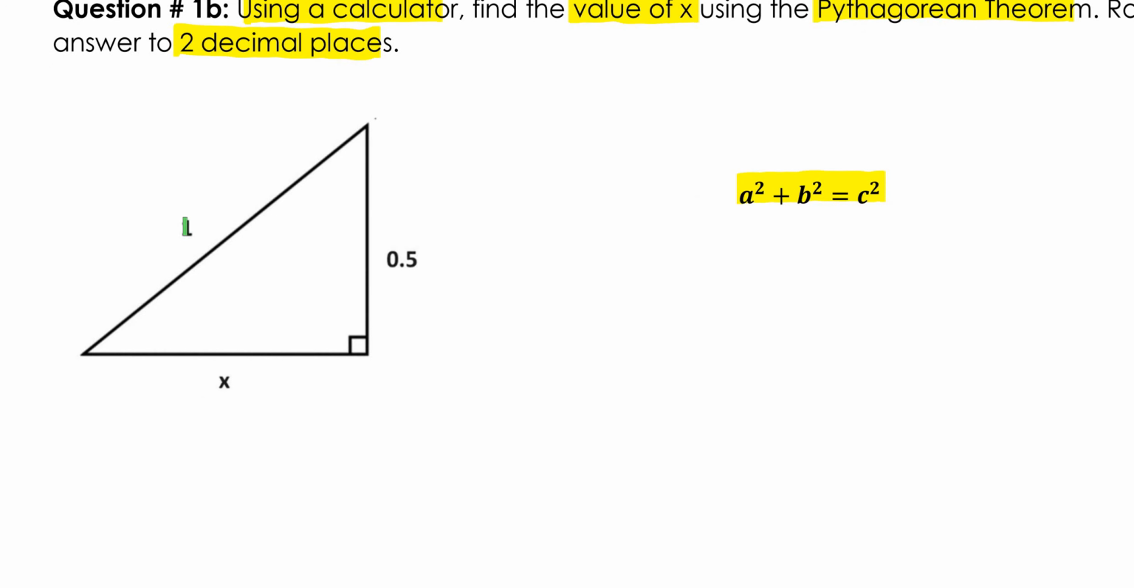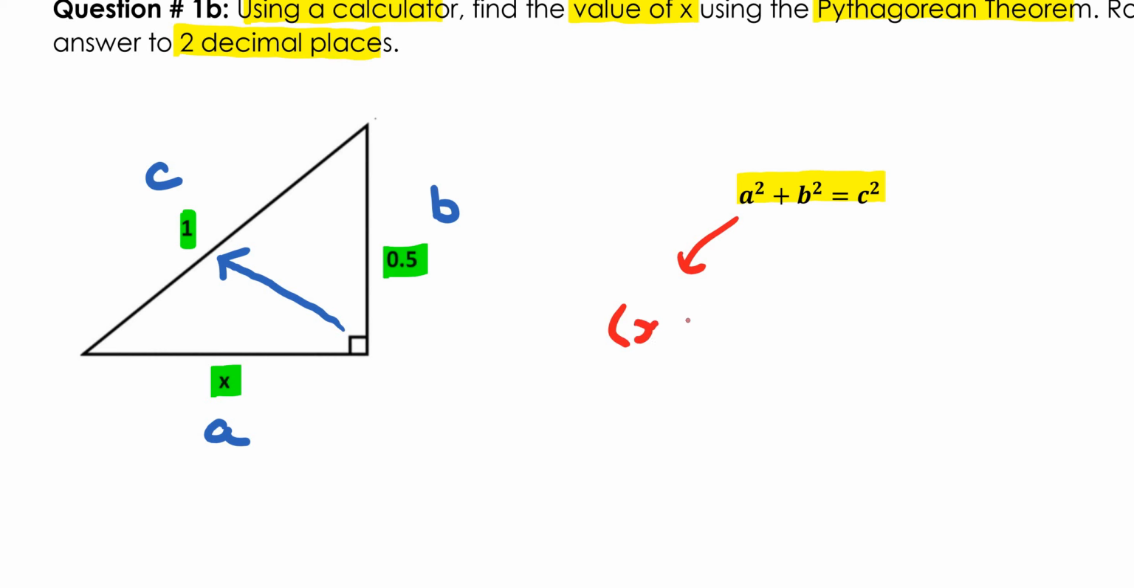So we know on a unit circle the radius was 1, the y value is 0.5, and I need to find the x value here. Okay, so using my Pythagorean theorem here, this is your a, this is your b, and this is your c, right? Your hypotenuse is always the c value. So if I go ahead and use the Pythagorean theorem here, this would be x squared plus b, which is 0.5 squared, equals 1 squared.